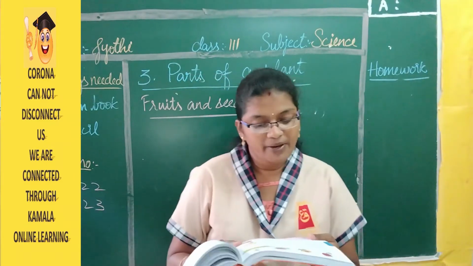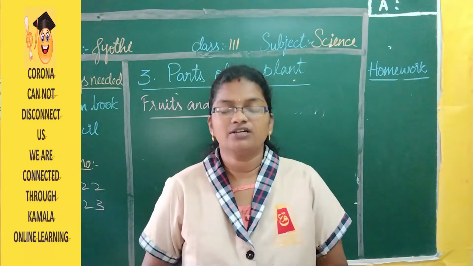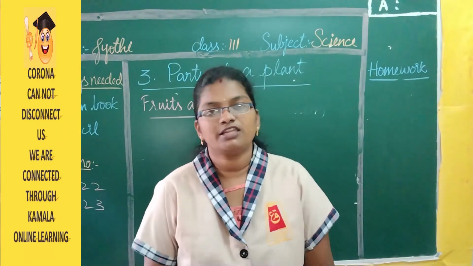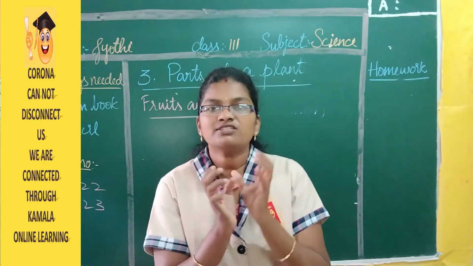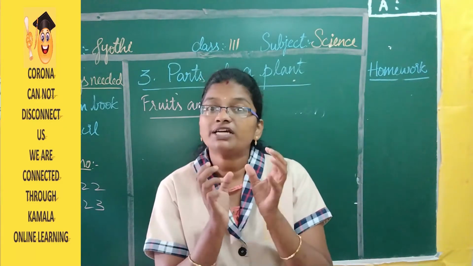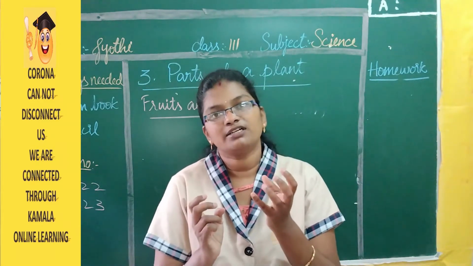A fruit is a part of a plant that grows around the seed. So what is a fruit? It's nothing but a part which encloses the seed. That means fruit is the thing which will protect the seed. The outer cover of the seed is called a fruit.